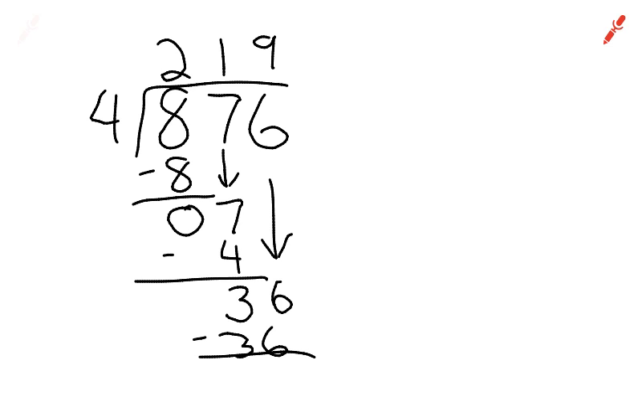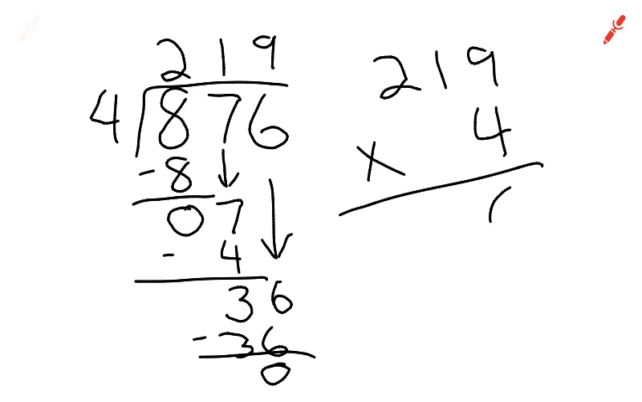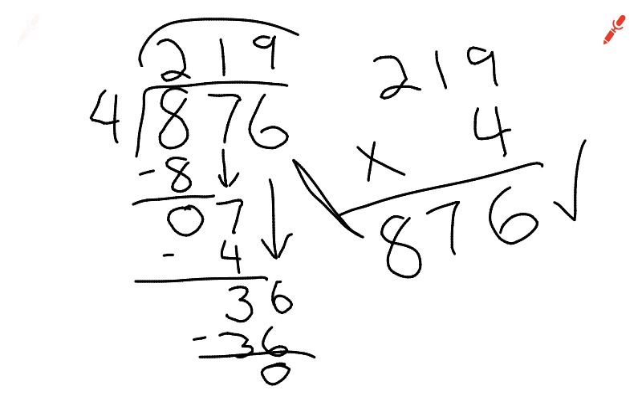And we're not done because it tells us we need to also check. So in checking we need to do 219 times 4. And when you do that, you're going to get 876. They match up, so this does check. That answer is correct. Make sure you circle it.